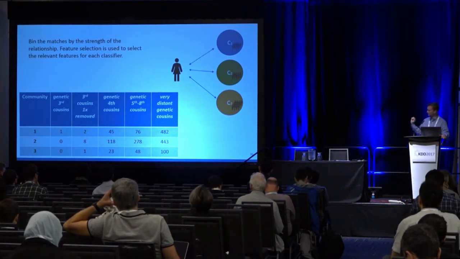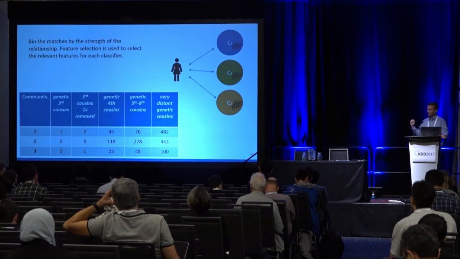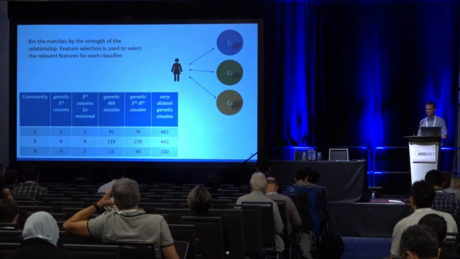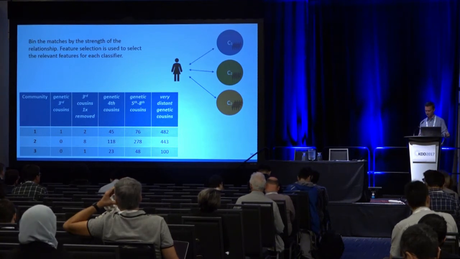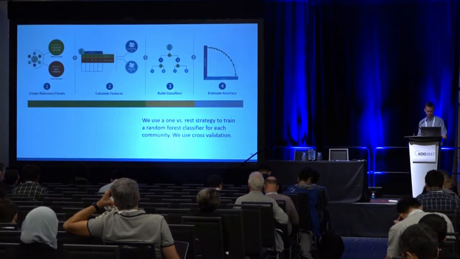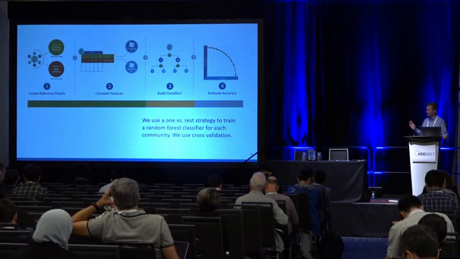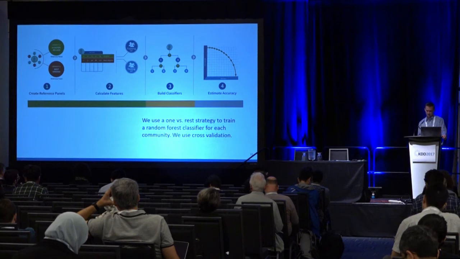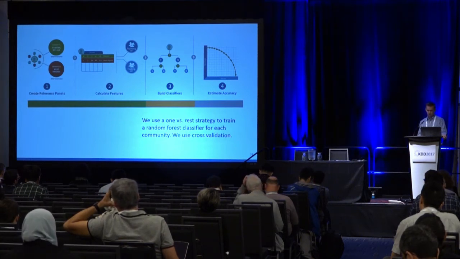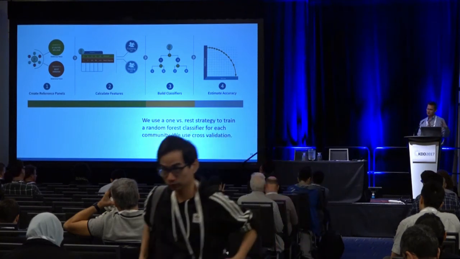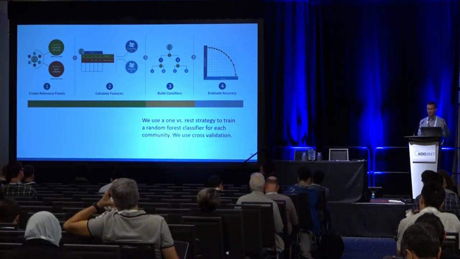So we have our 3 communities for this individual, and then they match some number of individuals in each of these different relationship buckets. So this is information that our classifiers can use to find out what the structure of that community is in the network. Now we've built out our feature set, so we're ready to build classifiers. We use a one versus rest strategy to train a random forest classifier for each community using cross-validation. We do this for each community one at a time, so that each is one unit that can then be added to the production system or taken out.